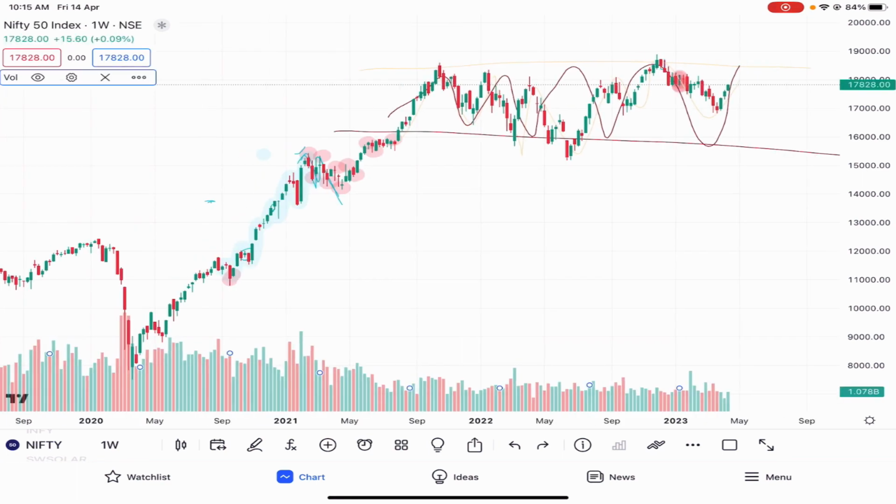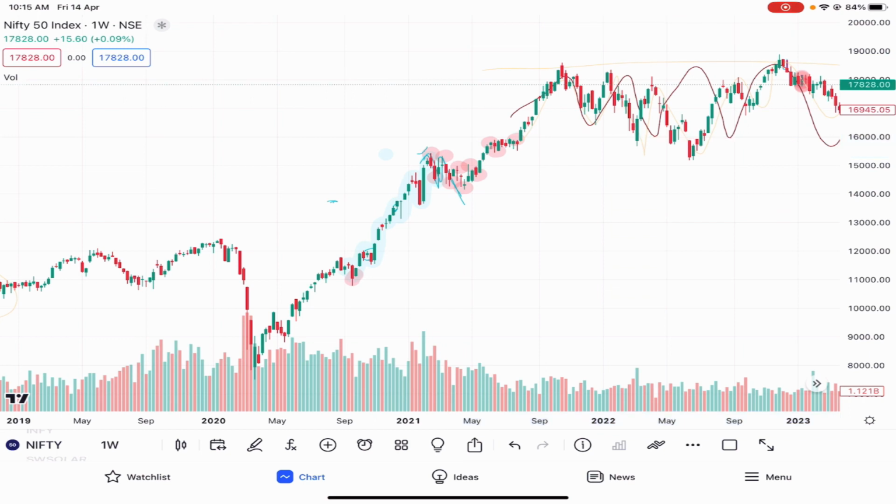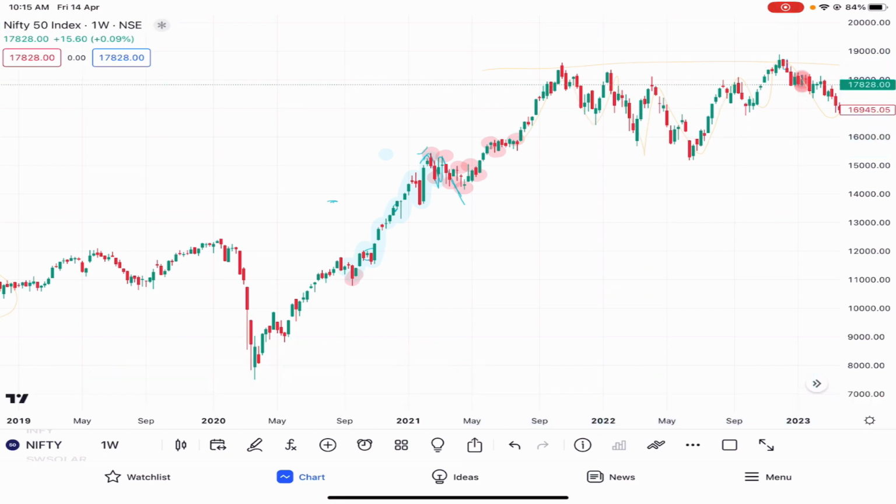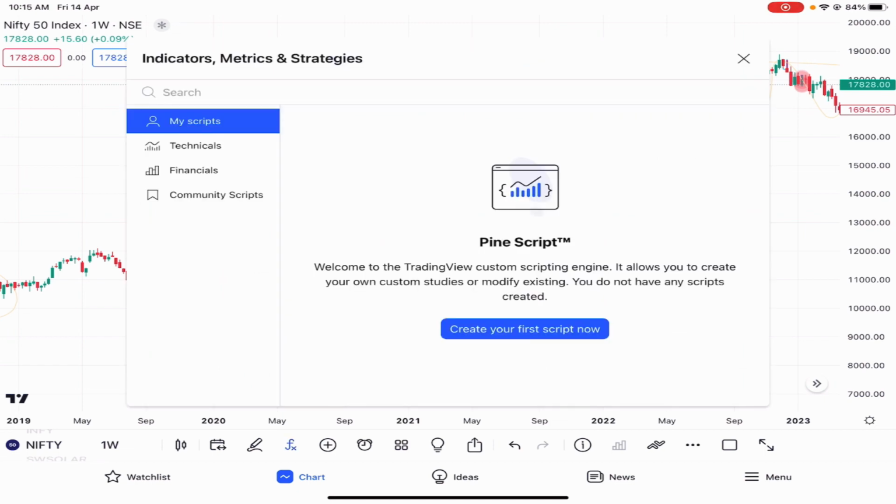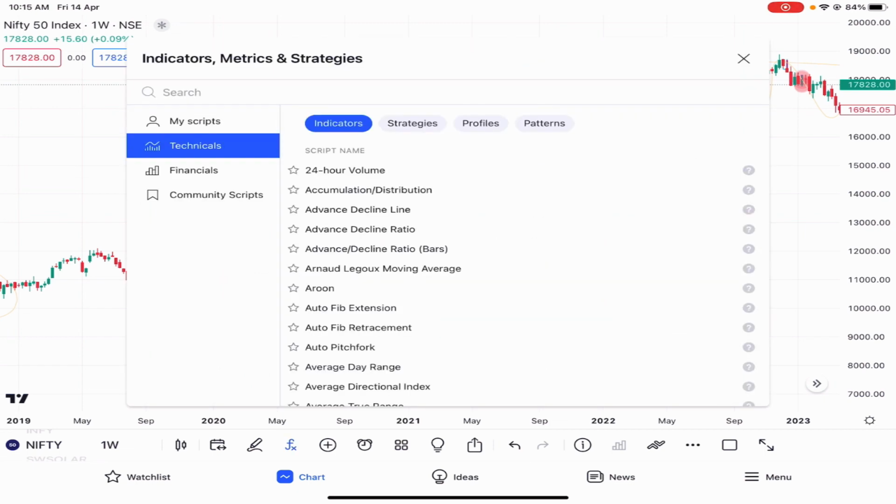Okay, I need to also explain something very important to you. In your TradingView platform, this is how your chart is going to look. You won't be given a volume, but you can click on the indicators, which is fx, right? Go on technicals and search for volumes.